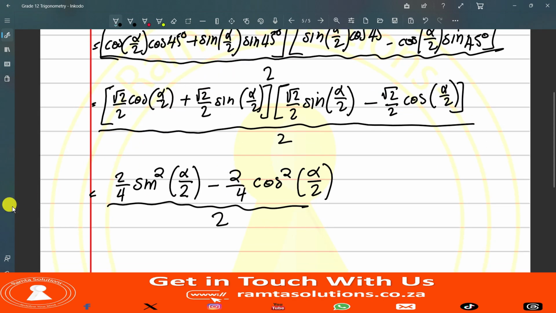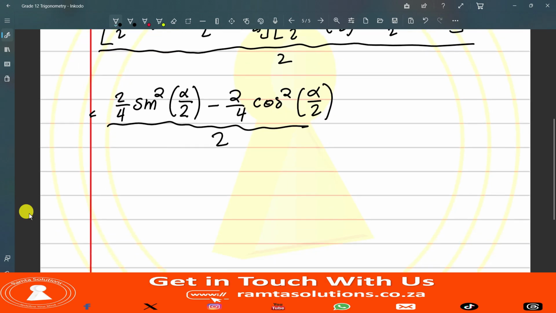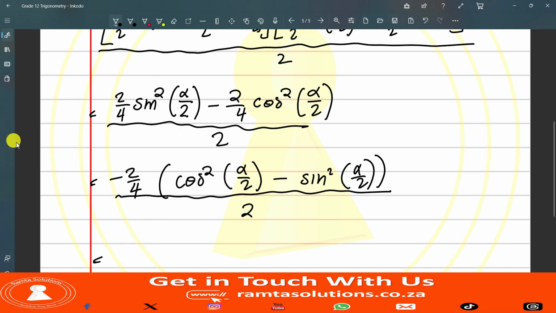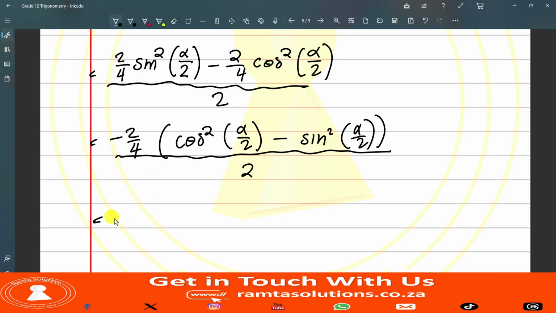With what I'm seeing here, I'm seeing a difference of 2 squares, but I see a common factor. I have a negative cos squared, so let me take out negative 2 over 4 as a common factor. Then what am I left with? Cos squared alpha over 2 minus sine squared alpha over 2. This you have seen before. It looks like the double angle of cosine. Negative 2 over 4 divided by 2 is negative quarter.